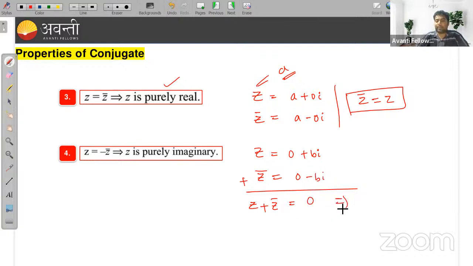That means from here we can prove Z is equal to minus of Z bar when the complex number Z is purely imaginary. Remember, when Z is purely real, then conjugate of Z is equal to Z. But when Z is purely imaginary, Z is equal to minus of conjugate of Z. Clear, everyone? These are the 4 properties we have covered till now. Let's move to the next property.